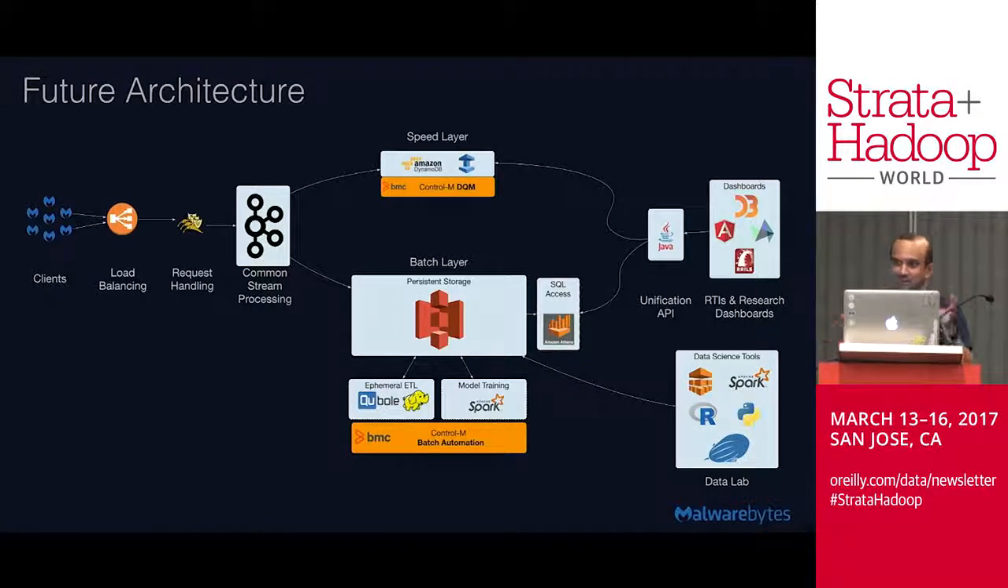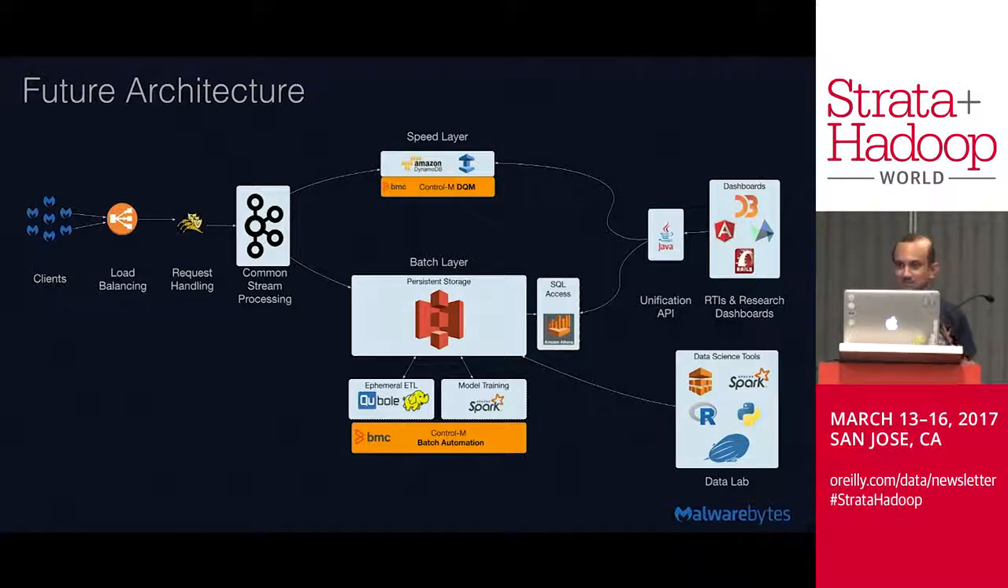Look at how we can use Control-M even in the speed layer in order to do data quality checks, and then in the batch layer for SLA management. In that way, we can actually focus on real world problems, whereas all of the things which have already been solved, like workload automation, can be used by the champions.